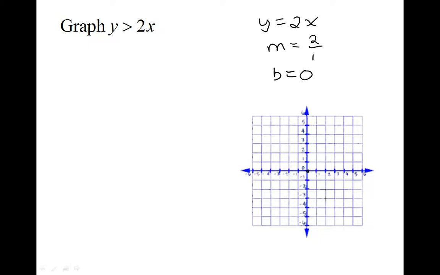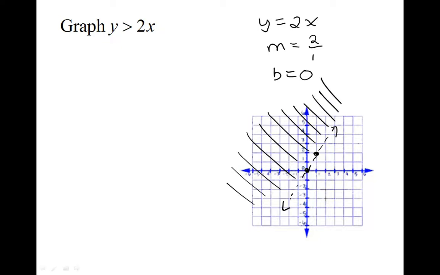So there's my y-intercept, rise 2, run 1. And I need to graph a dotted line through there. Okay? Please forgive my bad sketches, but I'll do the best I can. All right, now, since it's y greater than 2x, that means the solution to that inequality is anything above the line. Okay, so that's how you would graph the solutions to that inequality.